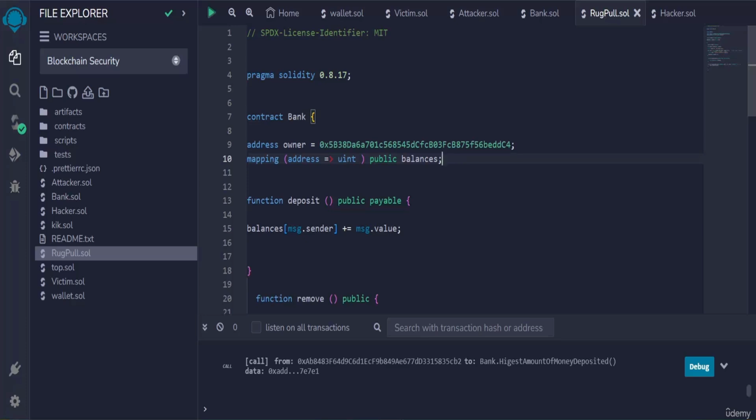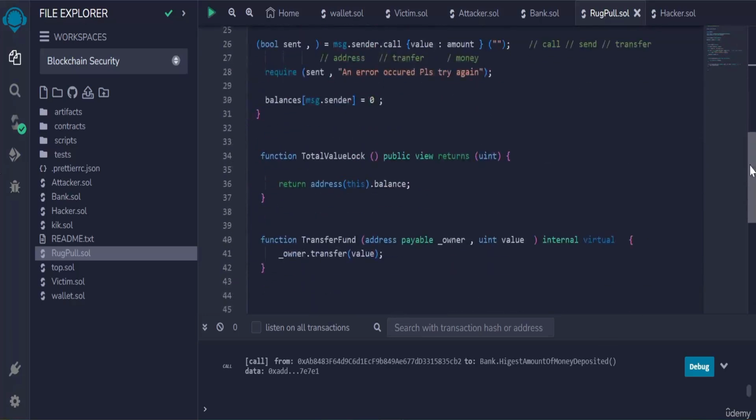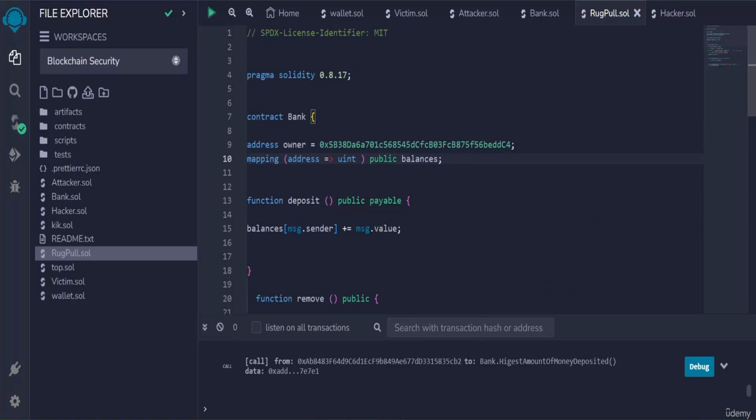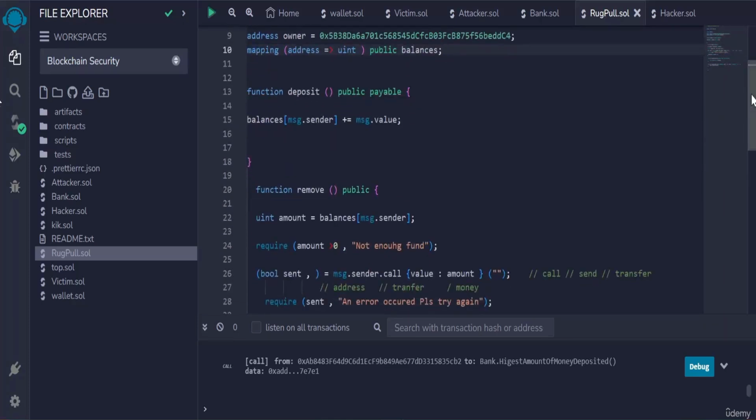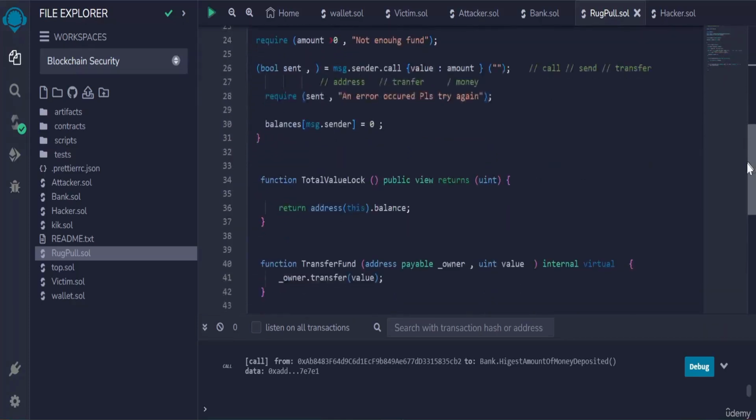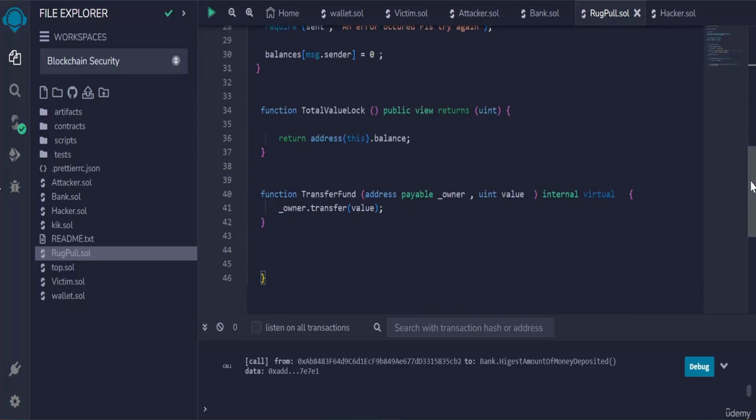It's actually the bank contract, so you need to understand it right now. This contract is supposed to allow investors to put money inside a bank contract. Investors can actually put the money inside this contract. And now we are going to have a backdoor into this smart contract.